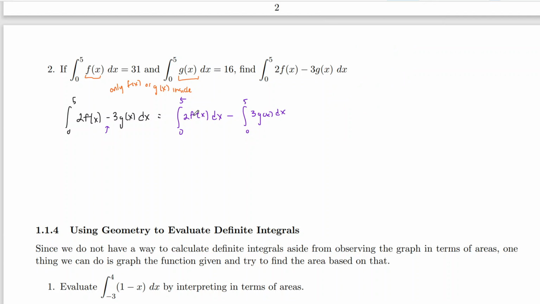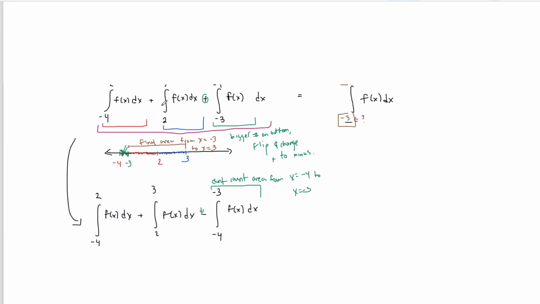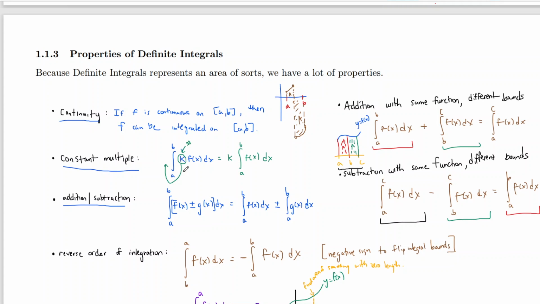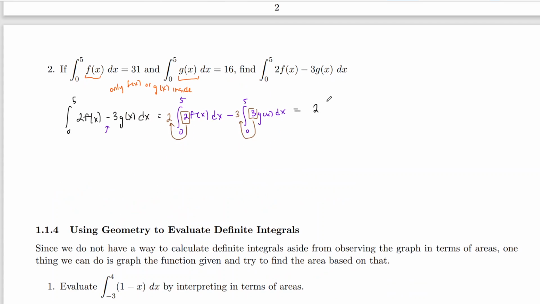Now the only other thing you have to do before you can finish this is this 2 and 3 are the problems, because if they were outside, now we could just plug in the numbers. But luckily our integral rule says we can move numbers out front, and that's supposed to be a 3 because that says 3. We can move these numbers out front free of charge. That is our other property, the constant multiple property. So we can move numbers, because they don't have x on them, out of the integral free of charge. And when we do that, we have 2 times the integral from 0 to 5 of f of x dx minus 3 times the integral from 0 to 5 of g of x dx.